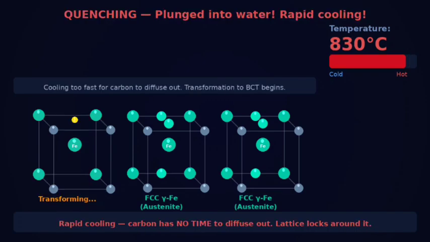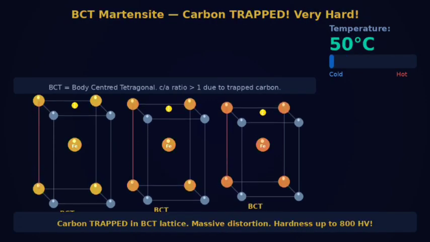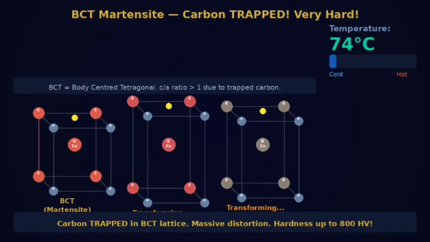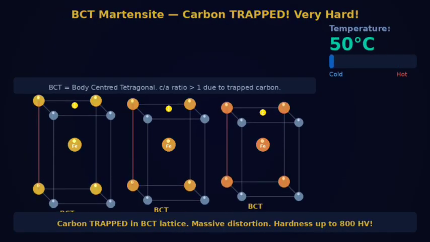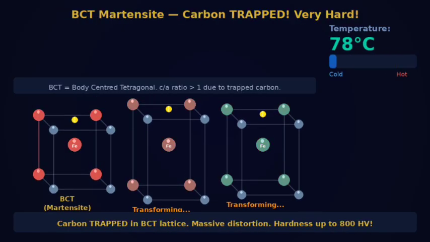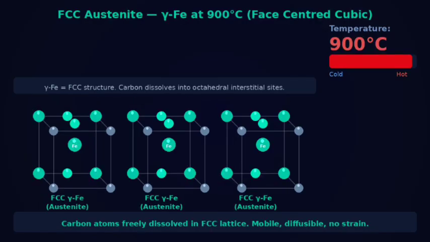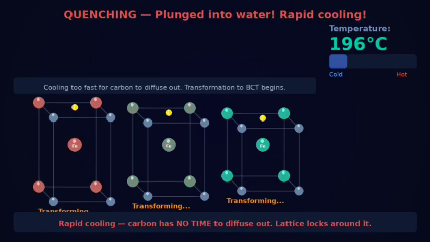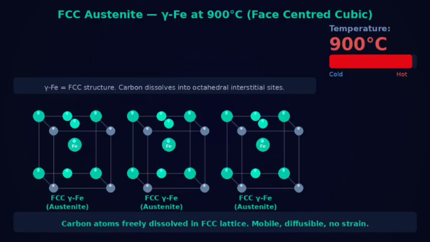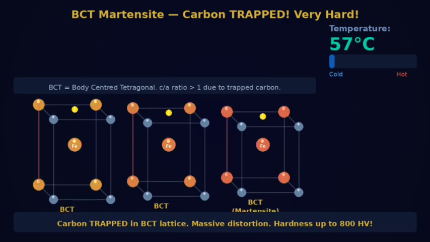Watch the crystal structure transform. At 900 degrees, the iron is face-centered cubic austenite. Carbon atoms dissolved and mobile. Now we quench. Temperature drops rapidly. The carbon atoms have no time to escape. They get trapped inside the lattice. The structure distorts into body-centered tetragonal, stretched along one axis by the trapped carbon. This is martensite. The distorted lattice makes slip almost impossible. That is why it is so hard.